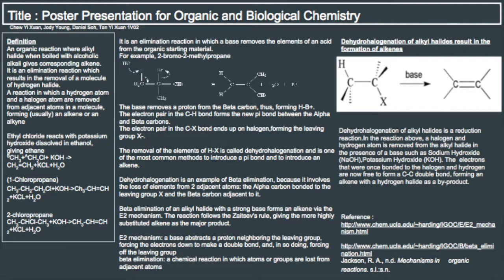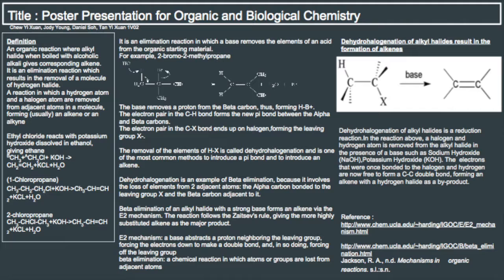Dehydrohalogenation is an organic reaction where an alkyl halide, when boiled with alcoholic alkali, gives a corresponding alkene. It is defined as an elimination reaction that results in the removal of a molecule of hydrogen halide, in which a hydrogen atom and a halogen atom are removed from adjacent atoms in a molecule that forms an alkene or an alkyne.